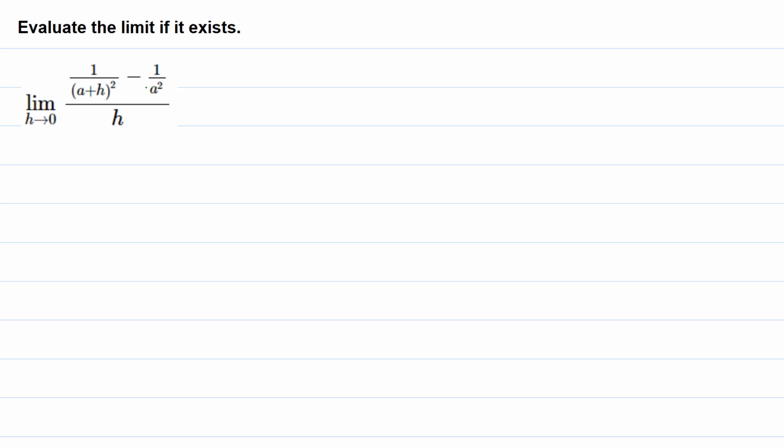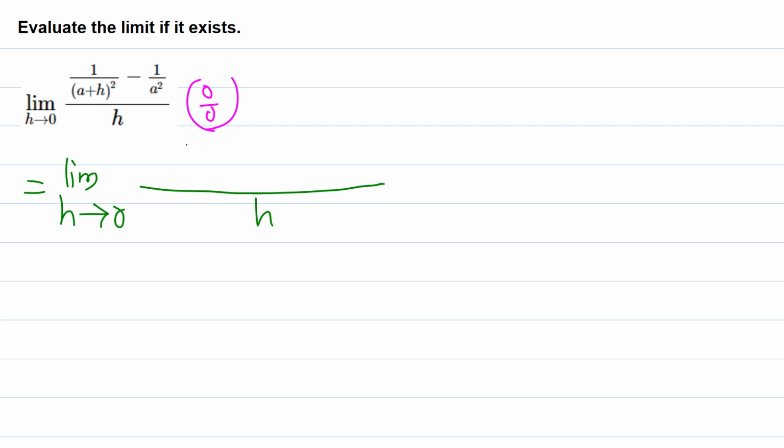Now we need to combine these two fractions on the top, so we need to take a common denominator. We can multiply the second fraction by the bottom of the first and do the same thing here, a squared over a squared, and combine these two fractions. Or we can multiply the top and bottom, the whole thing, by the common denominator. Since this came out to be 0 over 0, we are doing the next step, which is the limit as h goes to 0 of h on the bottom, 1 over (a plus h) squared minus 1 over a squared.